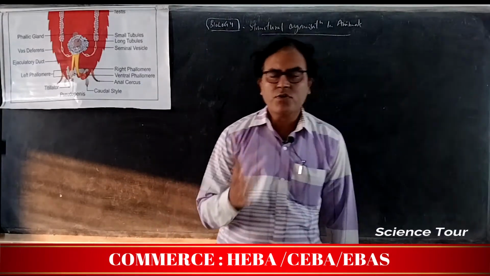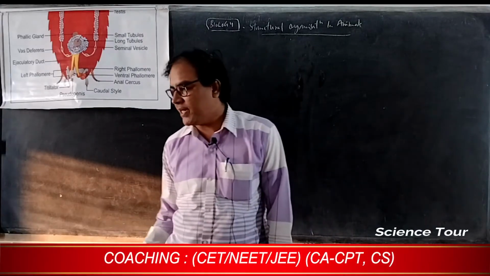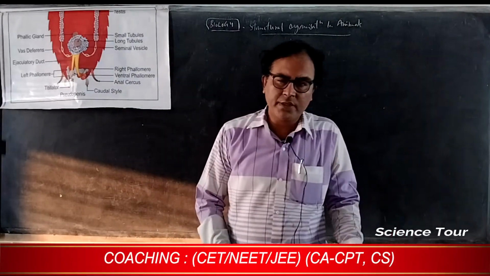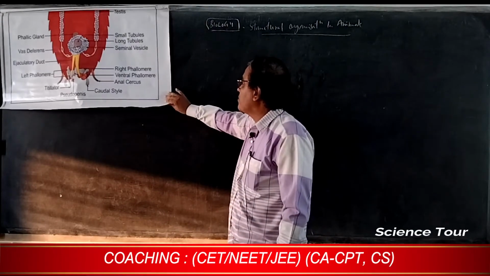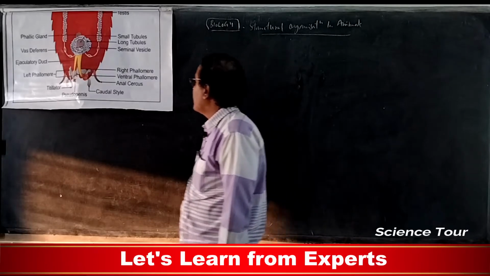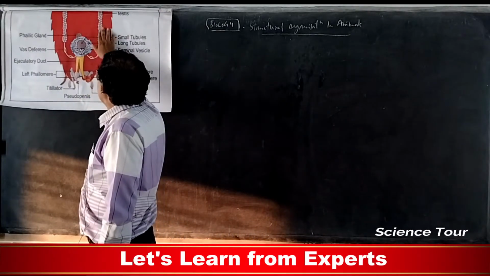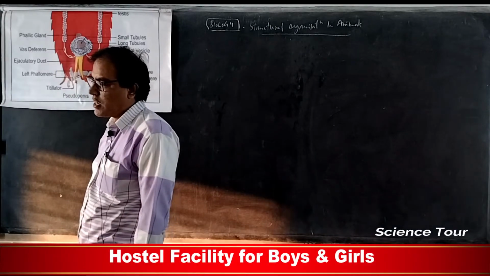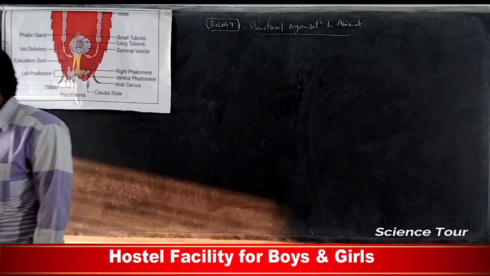You know that the cockroach is dioecious, that means sexes are separate. Male cockroach is separate and female cockroach is separate. So first let us study the reproductive system of male cockroach. It has a pair of testes, arising from the fourth segment till the sixth segment. Abdominal segments four to six have a pair of testes.